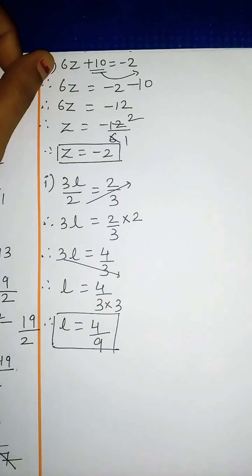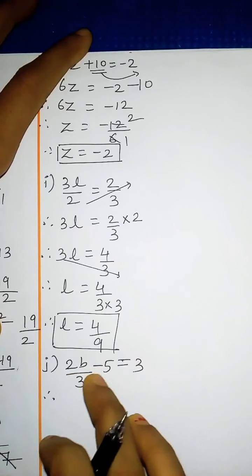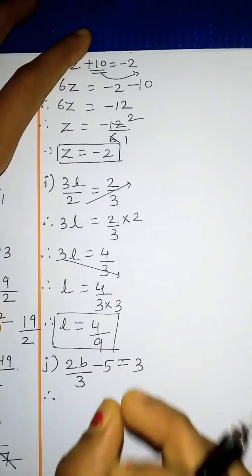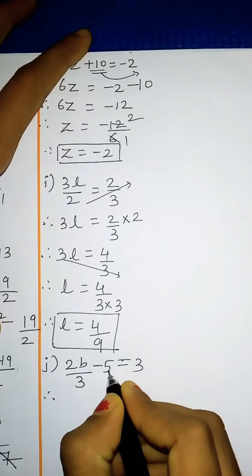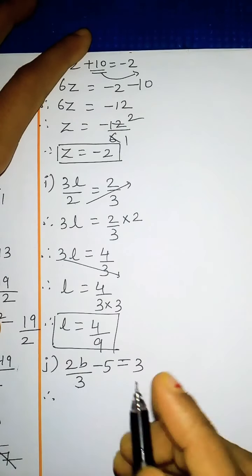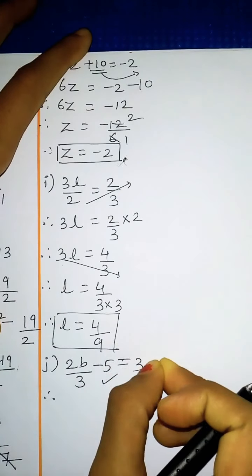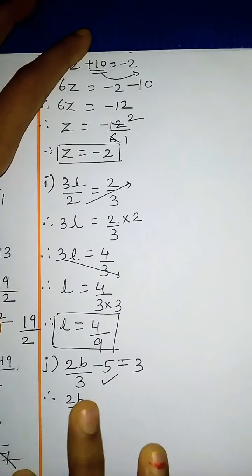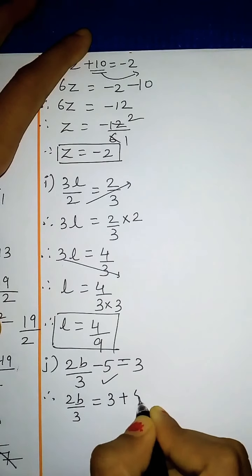Now this is our last question of question number 1: 2b upon 3 minus 5 equal to 3. Now this minus 5 is given separately, and then here a fraction is given. So first we will remove minus 5, then we will remove 3 and then we will remove 2 one by one. So minus 5 we will take to that side first, so it will become plus 5. So here only 2b upon 3 will be left and that side 3 plus 5.